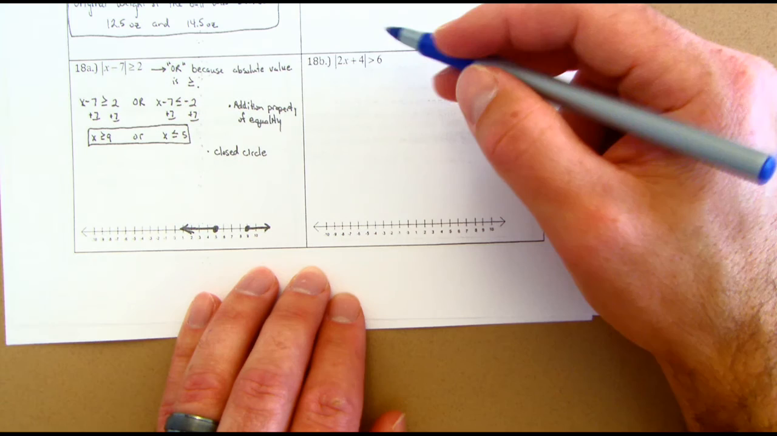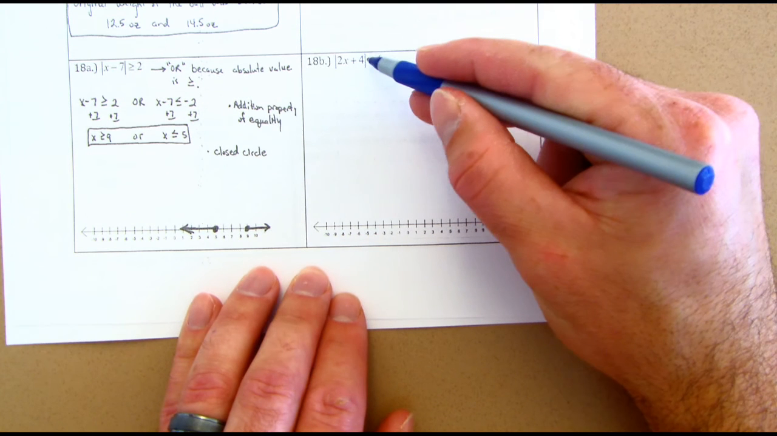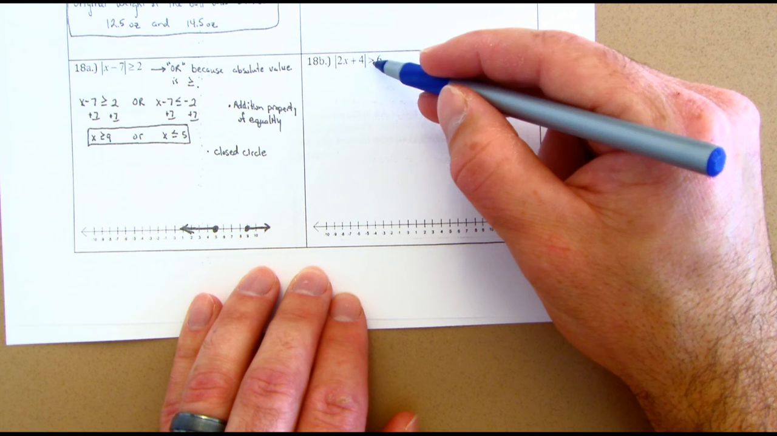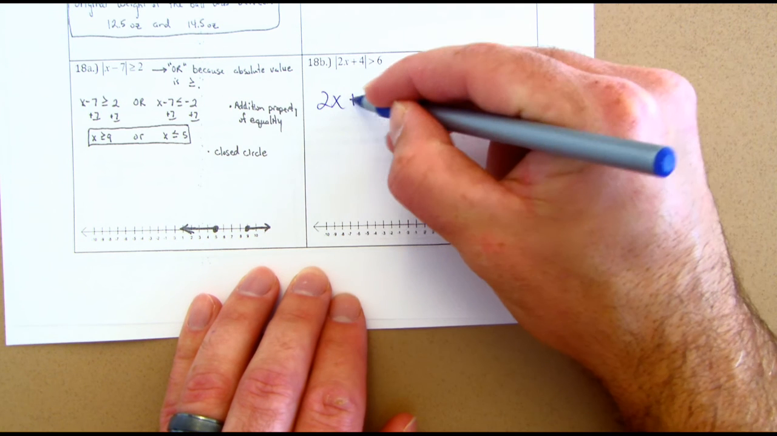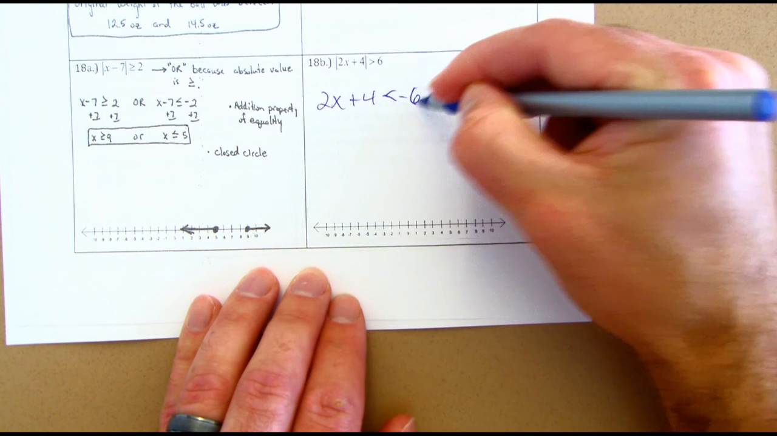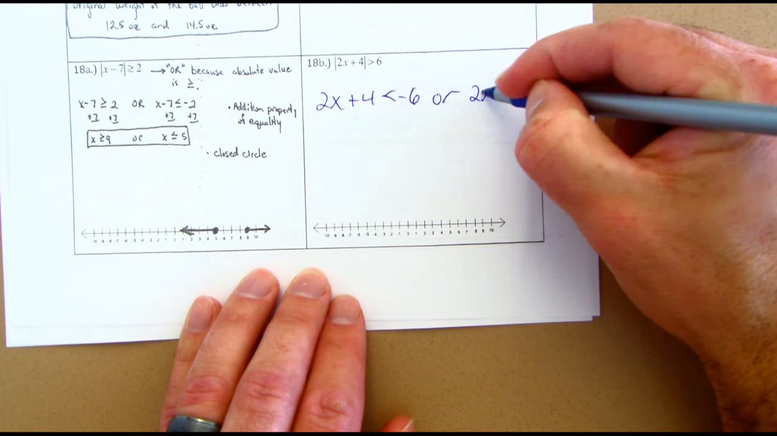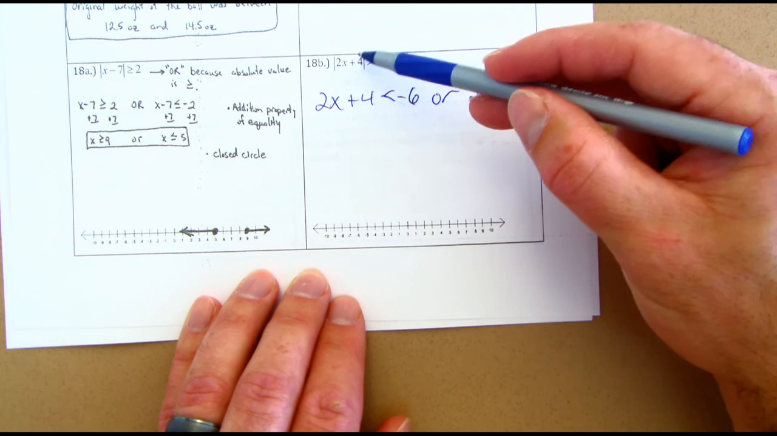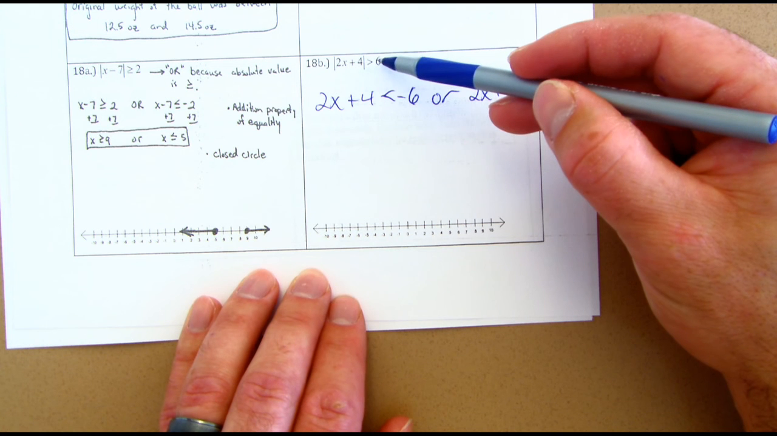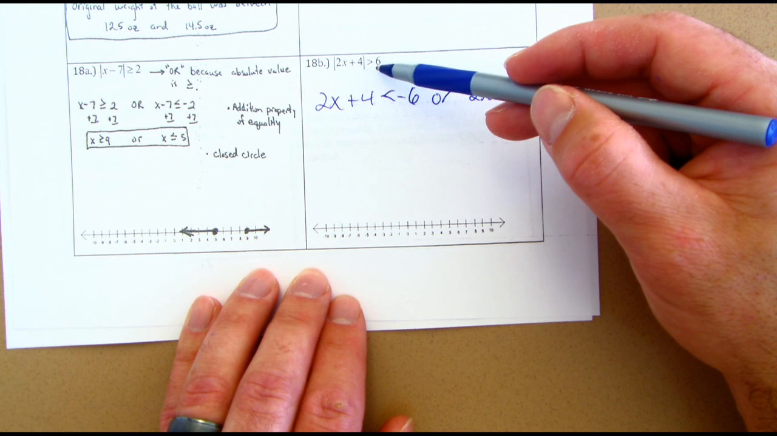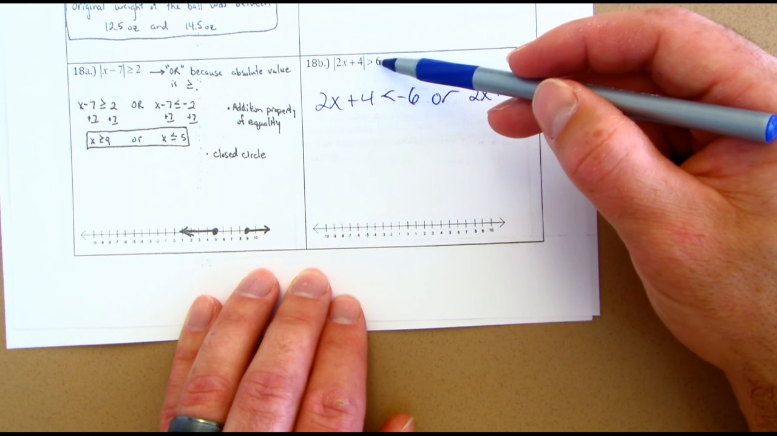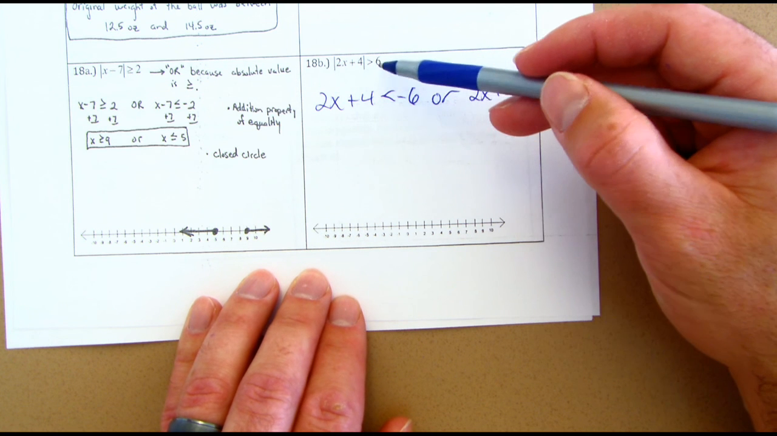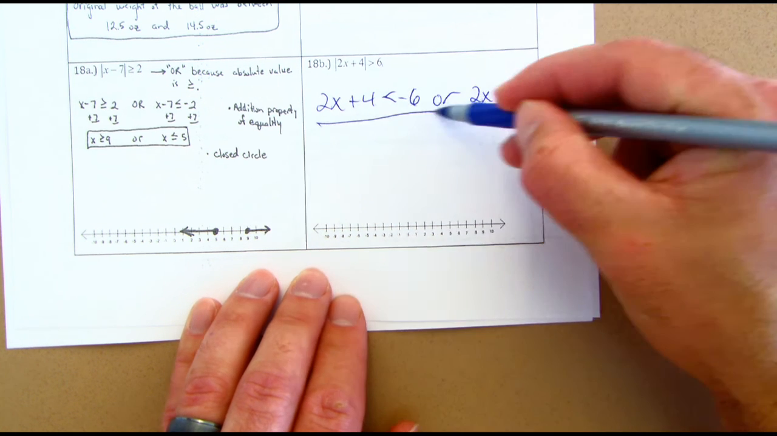All right, so 18 then, we got absolute value of 2x plus 4 is greater than 6. So it's greater than, so it's going to be an OR inequality. So we're going to have 2x plus 4 is less than negative 6, or 2x plus 4 is greater than positive 6. Again, this is the tricky one, but remember, 2x plus 4 being more than 6 units from 0. To the left, more than 6 units to the left is like negative 7, negative 8, negative 9, negative 10. All those numbers are less than negative 6. So that's what you have to set up there.